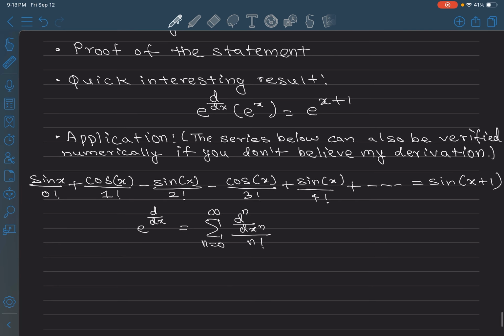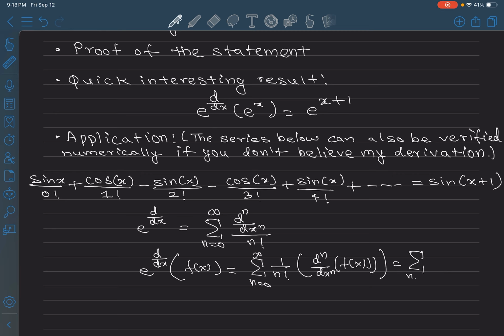Let's quickly go over it. If this was a function f of x, then it would have been the sum from n equals 0 to infinity of 1 divided by n factorial, and then the nth derivative of the function. So that's how it would have worked, which would basically be the sum from n equals 0 to infinity of the nth derivative of x divided by n factorial, right?